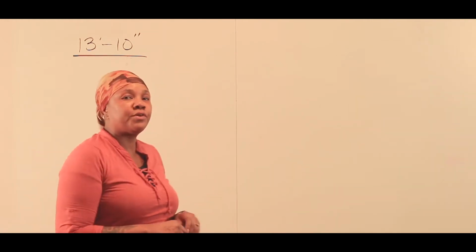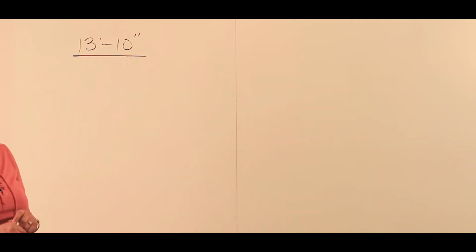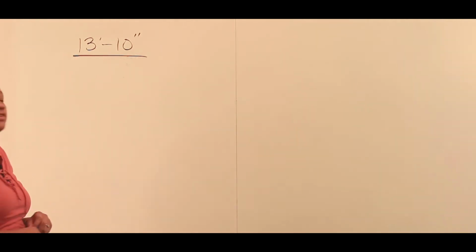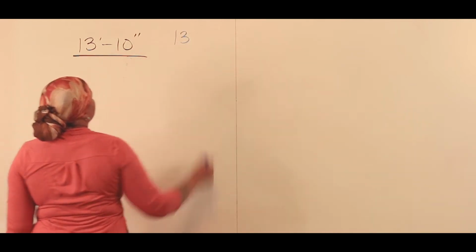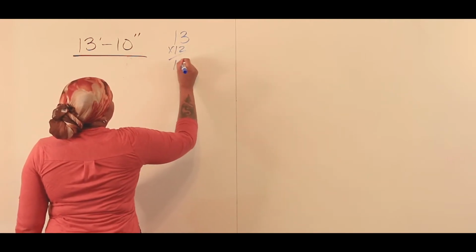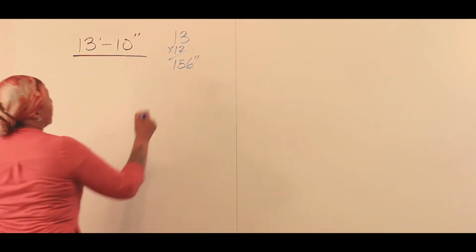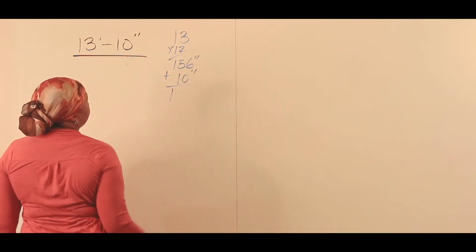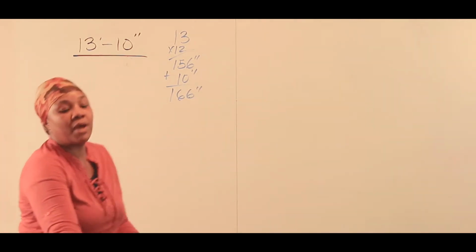First we're starting with a freestanding wall. We've got a wall that's 13 feet 10 inches. First thing we do is convert the feet to inches. 13 times 12 is 156 inches. We add the 10 inches we already have, and we've got 166 inches. Next step, we divide by 16.